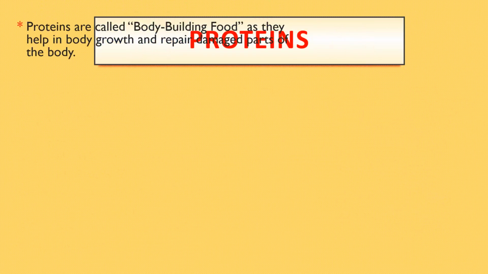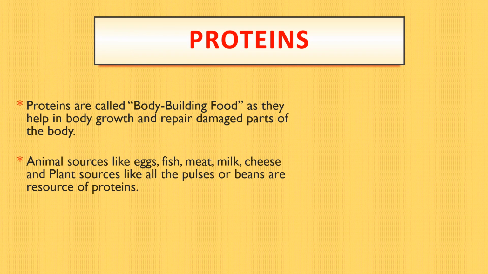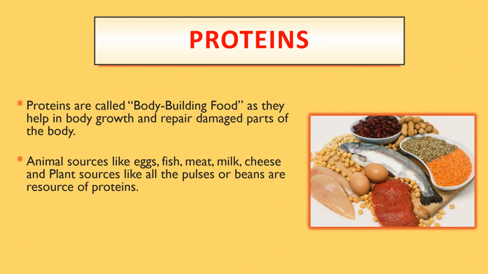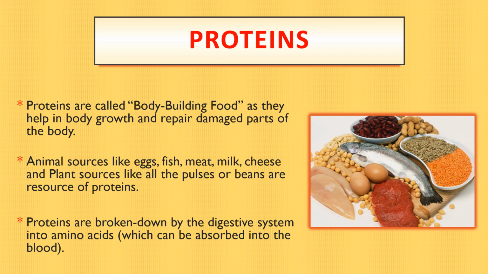Next nutrient is proteins. Proteins are called bodybuilding food as they help in body growth and repair damaged parts of our body. Animal sources like eggs, fish, meat, milk, cheese, and plant sources like all the pulses and beans are sources of proteins. Proteins are broken down by our digestive system into amino acids which can be absorbed into the blood.